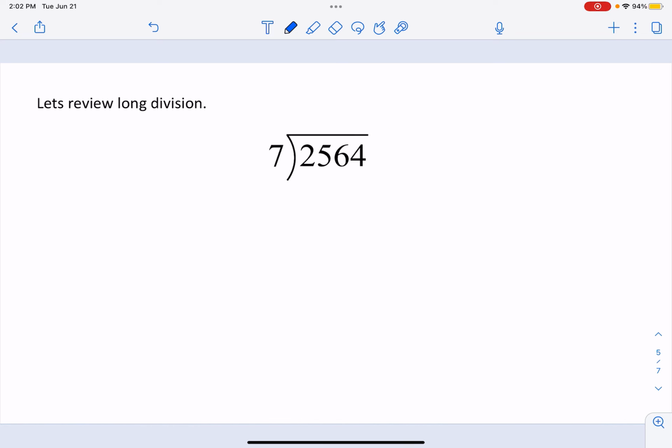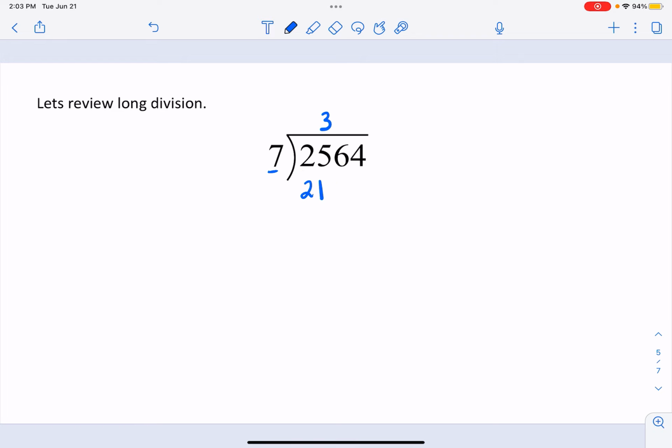I want to review with you guys long division, because now we're going to be doing long division with polynomials. Okay, so I just want to review this with you so that you remember how to do long division, because that's going to be important. Okay, 7 doesn't go into 2, but 7 goes into 25. 7 goes into 25 3 times. So then I take the 3 times the 7 and I get a 21. I'm going to erase that.